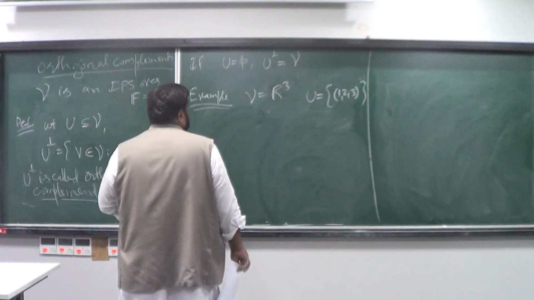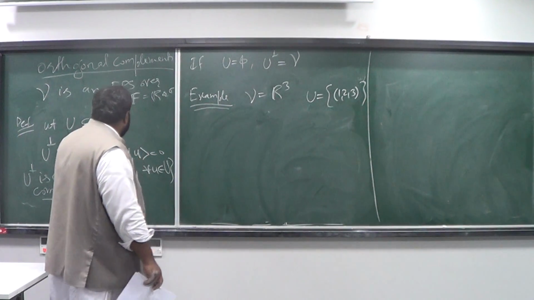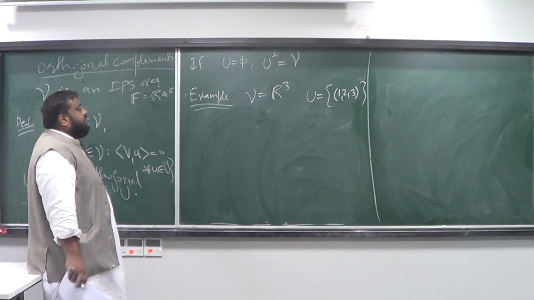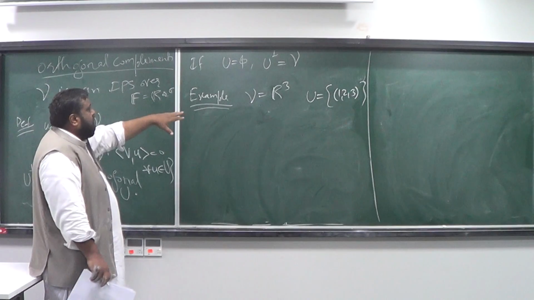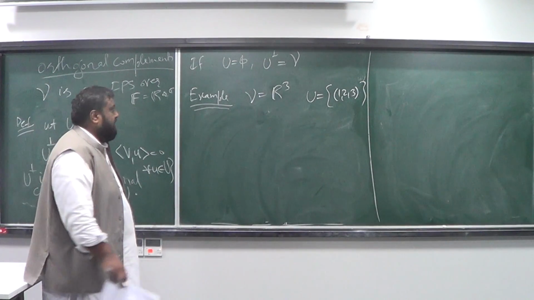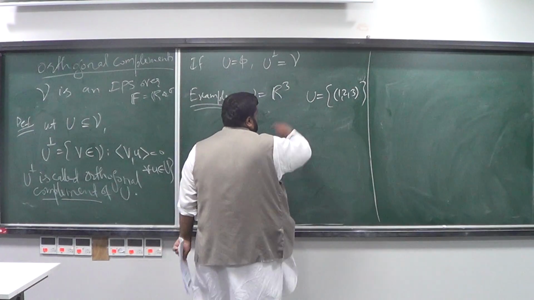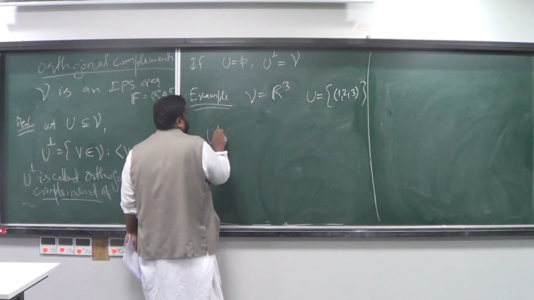1, 2, 3. So it's a single vector that contains only 1, 2, 3. Keep in view that this U is not necessarily a subspace of V. It's a set which could be empty, which could be a singleton, or anything. So U is this singleton vector (1, 2, 3). Then what would be the U perp?